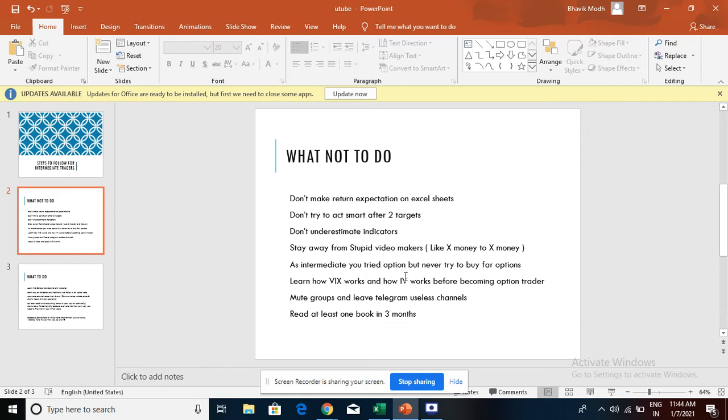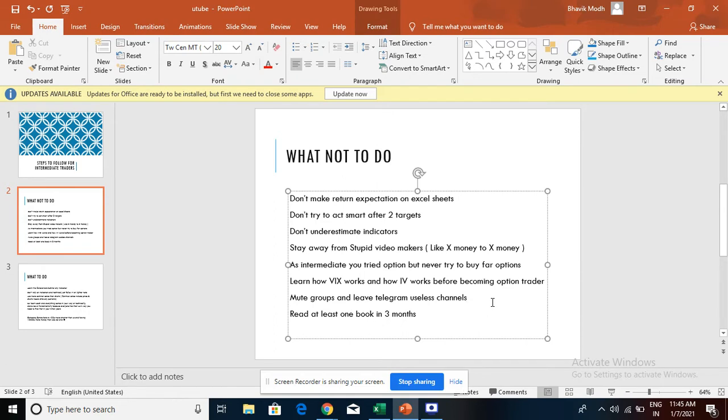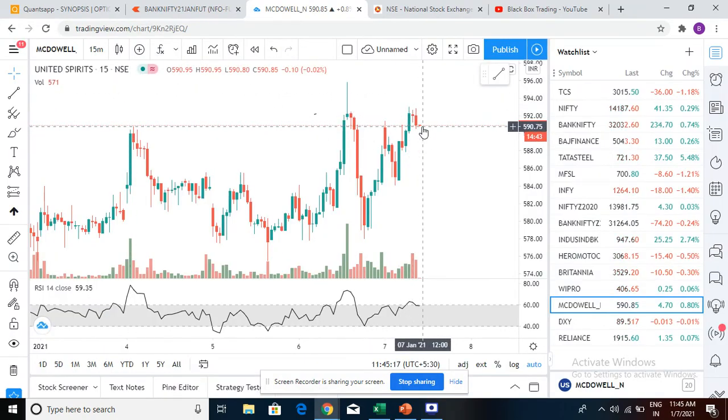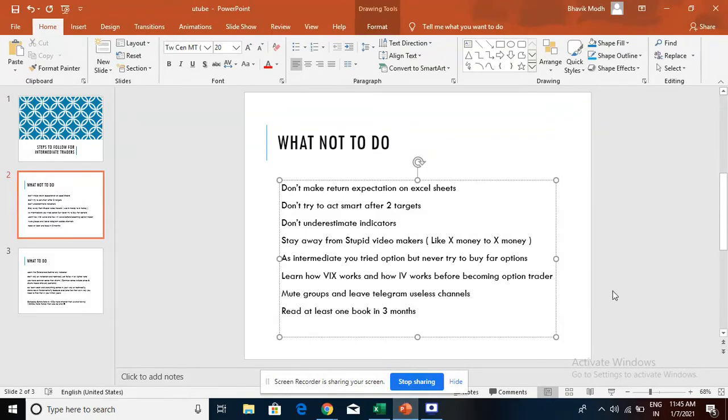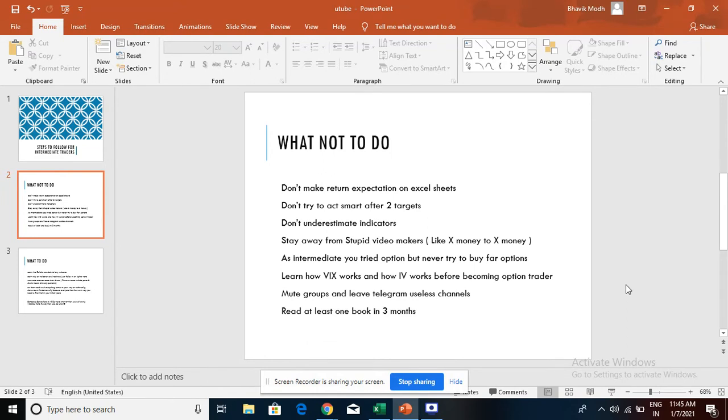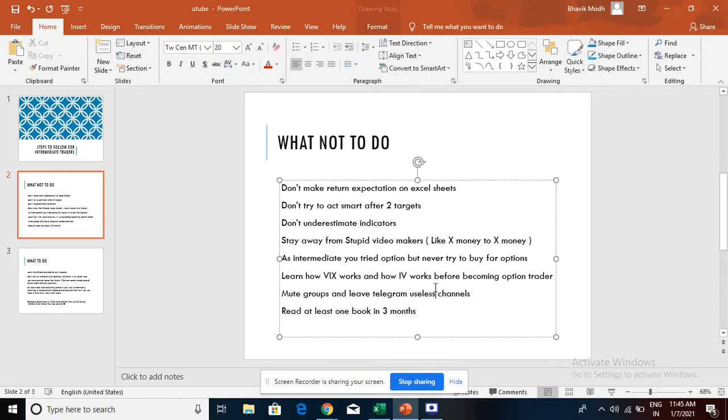Okay, it takes time. Another main point is mute all groups and leave useless Telegram channels. Because you don't have to get disturbed. Nothing should disturb you. Nothing should click on your mind. Just take an example: if you are selling United Spirits at this level and someone tells you to buy call, then you will get confused whether you should buy or not. It's not that whoever tells you in a Telegram or WhatsApp group will be right. He can be wrong. You have to stick with your own view.